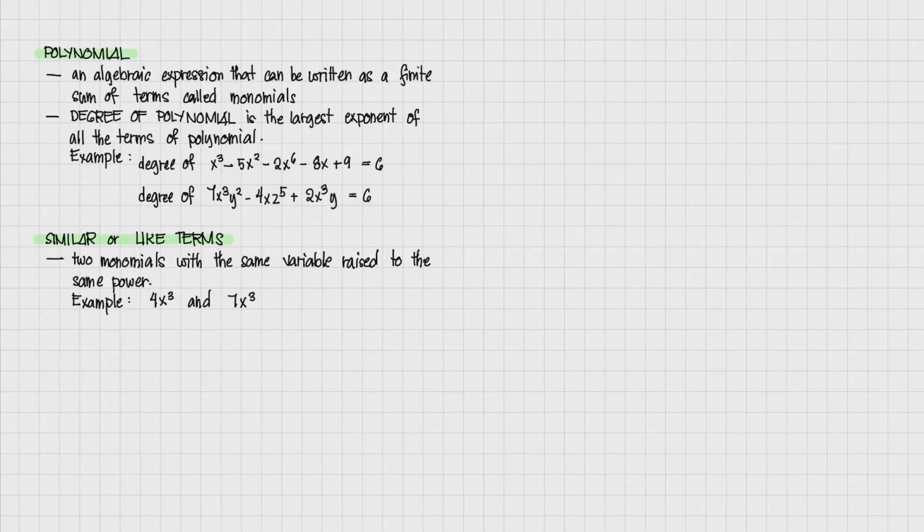Now, what are similar or like terms? Similar or like terms are two monomials with the same variable raised to the same power. An example of this is 4 times x raised to 3 and 7 times x raised to 3. So these are examples of similar or like terms. We would need that definition when we go into mathematical operations with polynomials.